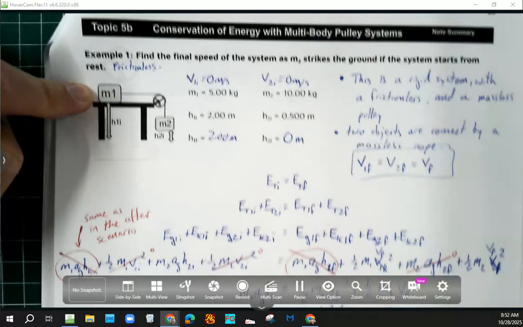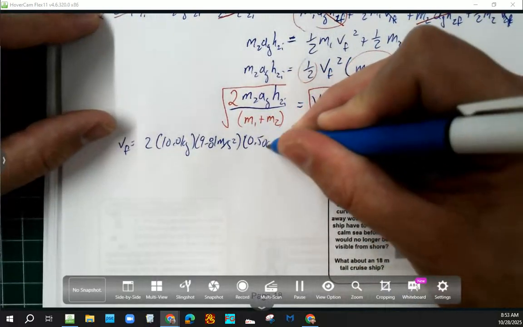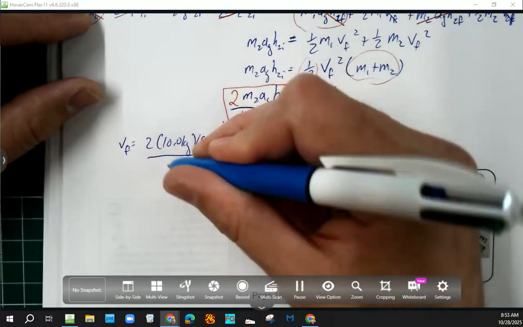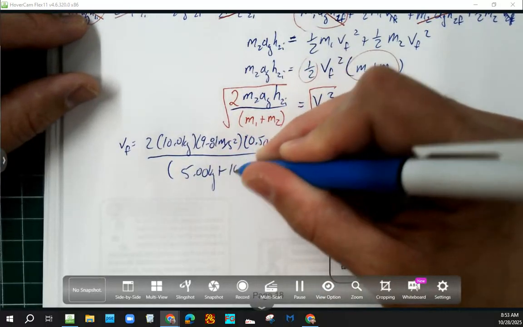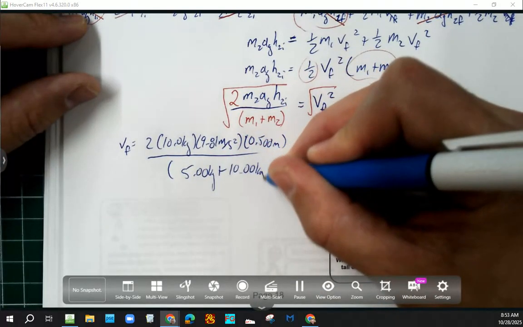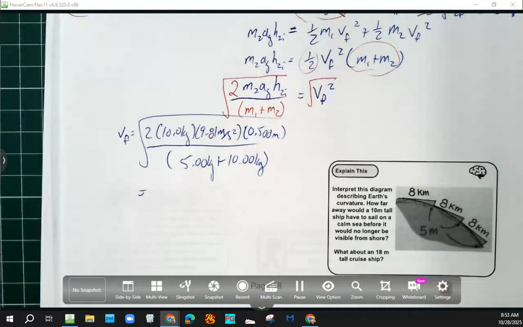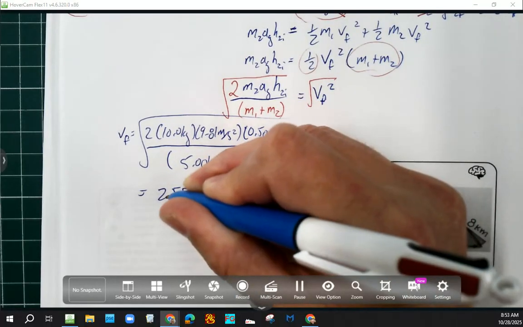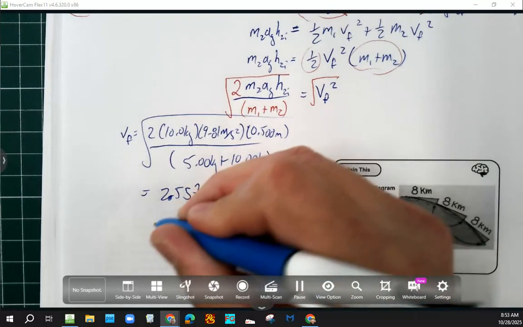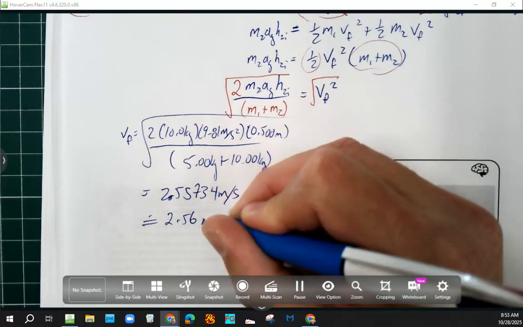So we got this 0.5 meters going in here, 0.500 meters divided by mass 1 plus mass 2, which is the mass of the system. So 5.00 kilograms plus 10.00 kilograms, all rooted. And I get a number that starts with 2. What do you guys get? Audrey, what do you get? 2.55734. Nice. Meters per second. And we can round it off to, I think it was 3 sig figs way back in the beginning, 2.56 meters per second.